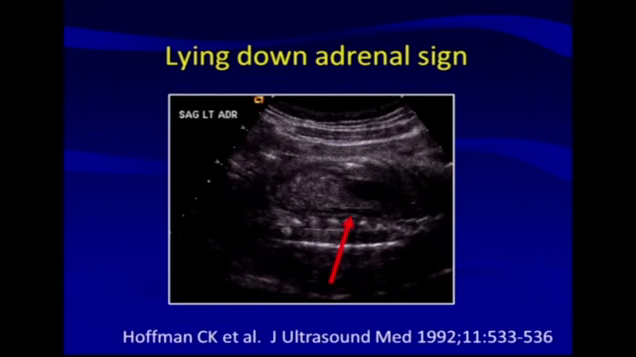The normal adrenal has an inverted Y shape, and when there is no kidney in the renal fossa, this adrenal gland can stretch out into the renal fossa, which is unoccupied, and look like a long linear hypoechoic structure adjacent to the spine within the renal fossa. And this is the lying down adrenal sign, and it implies that there is no kidney within the renal fossa.